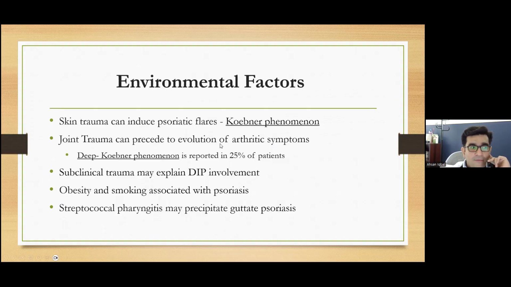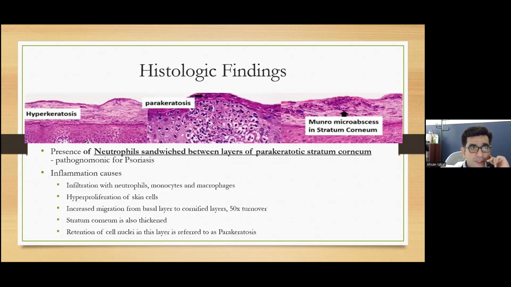Patients can also have subclinical trauma, mostly affecting the DIP joints, especially in patients who are in mechanical labor. And of course, obesity, smoking, and streptococcal pharyngitis have been known to precipitate psoriasis. There is an association with stress as well. Stress can potentially trigger flares in these patients.